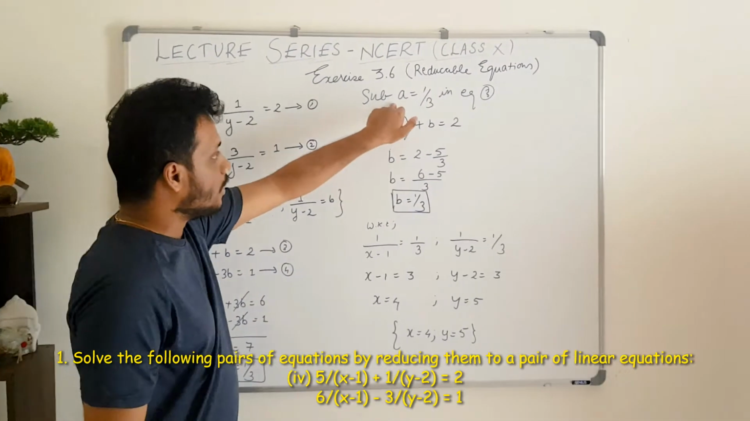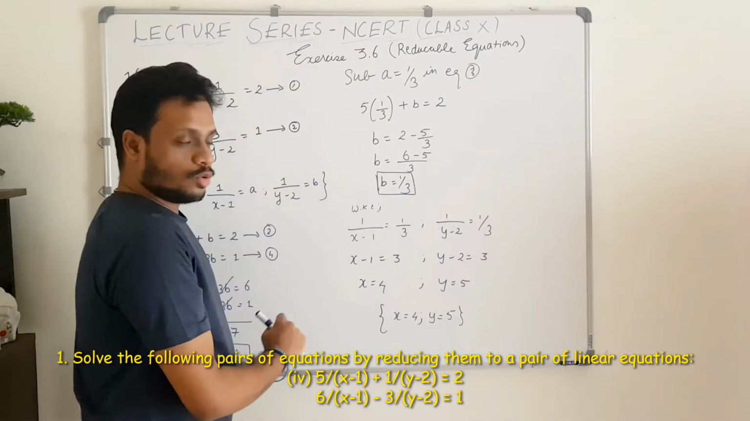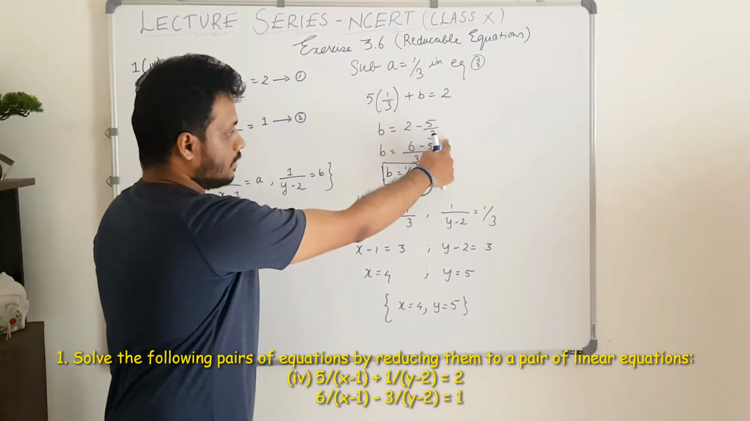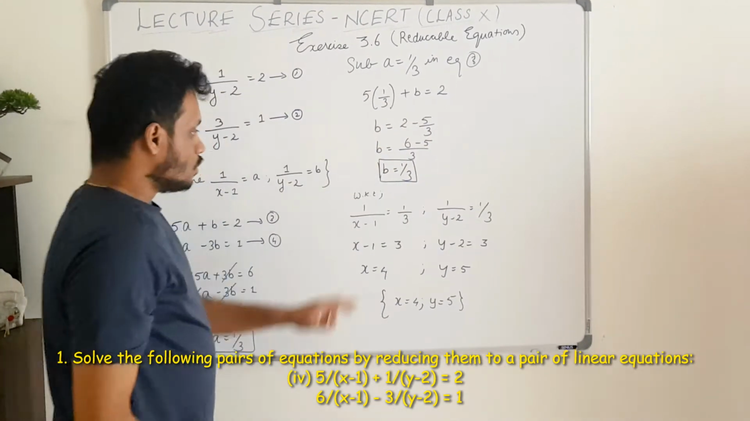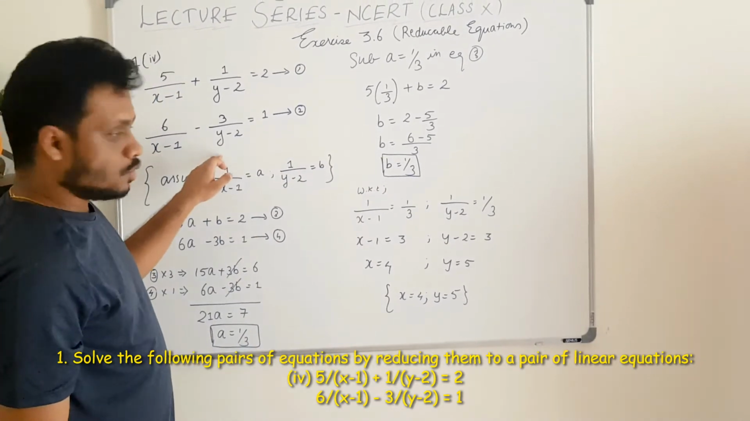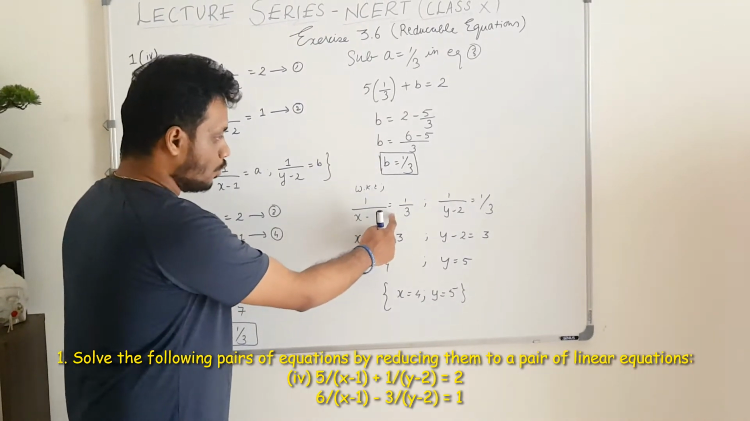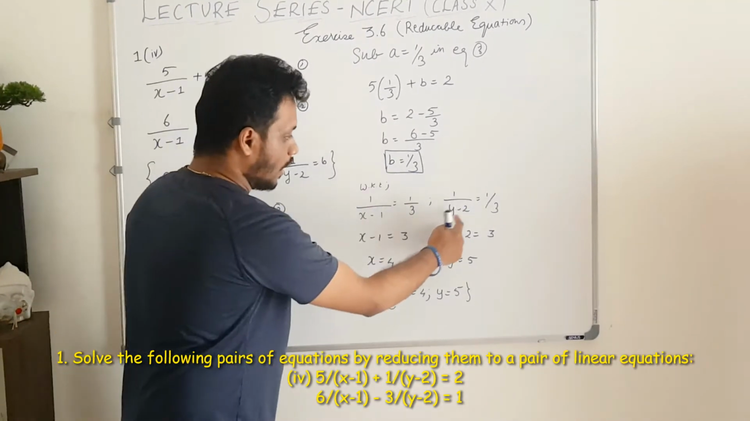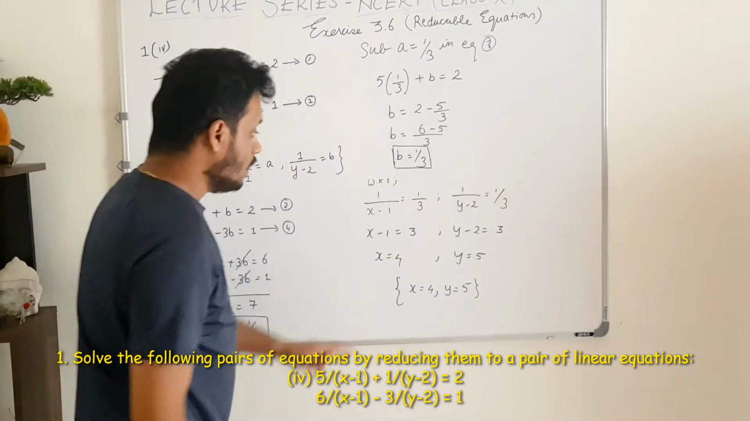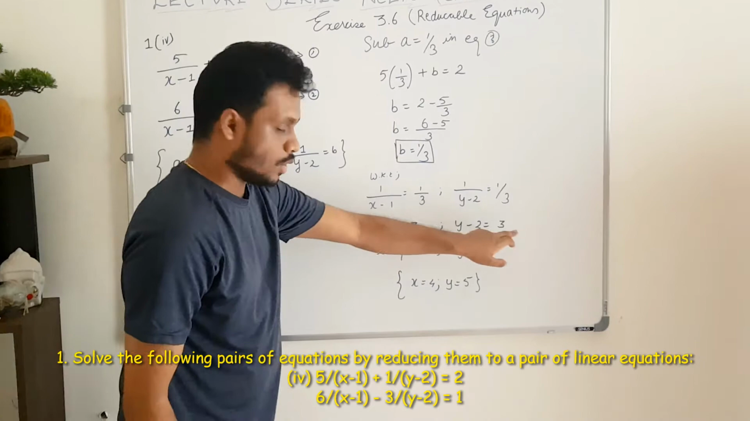After getting a as 1 by 3, I substitute that in equation 3. So I get 5 times 1 by 3 plus b is equal to 2, or b would be 2 minus 5 by 3, or b would be 1 by 3. So now I obtain the value of a and b. Now the question is, we need to get x and y. So what we do, again we substitute in the assumption that we made. So 1 by x minus 1 would be a, that is 1 by 3, and 1 by y minus 2, which is b, that is also 1 by 3. So when I simplify this, cross multiplying, I get x minus 1 equal to 3 and y minus 2 equal to 3.